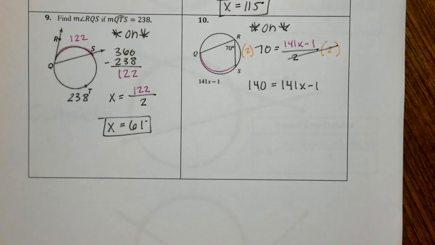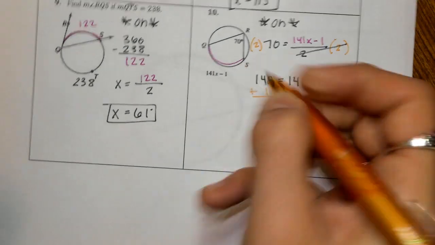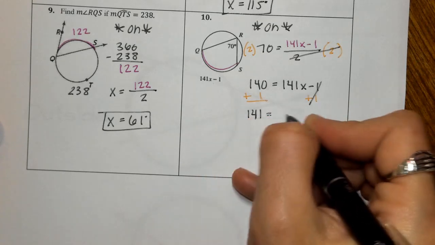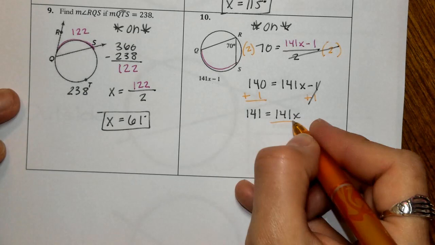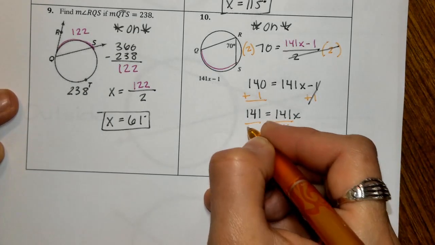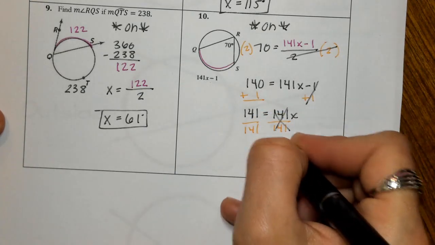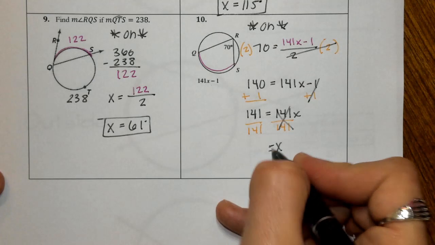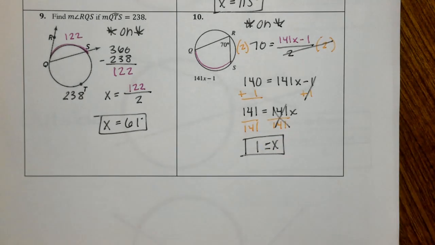And it's a big coefficient. All right. So let's go ahead and move that minus 1 to the other side by adding. We're going to have 141 equals 141x. So when we divide, it's going to cancel on the right, being careful that we don't cancel it on the left because we do need a number value there. 141 divided by 141, x is going to equal 1.